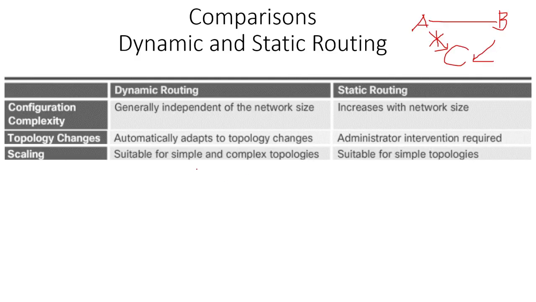Scaling. In dynamic routing, this is suitable for simple and complex topologies, while in static routing, this is suitable for simple topologies. Okay. Security. In dynamic routing, this is less secure, while in static routing, this is more secure. Why is it so?